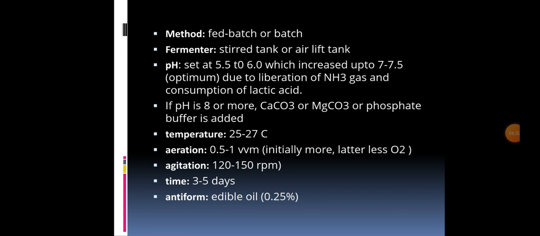If the pH is 8 or more than 8, then calcium carbonate or magnesium carbonate or phosphate buffers are added to decrease the pH levels, because when the pH is above 8, the production of penicillin will be stopped. The temperature is maintained at 25 to 27 degrees centigrade.